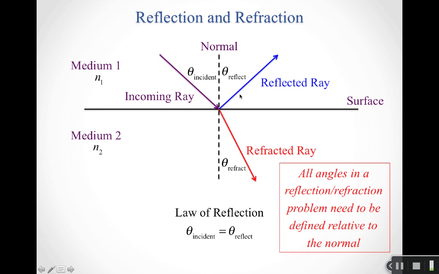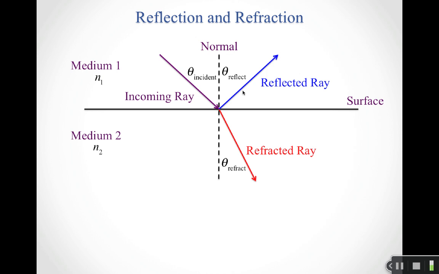So for starters, there's a couple rules that we have for how these angles relate to each other. The first one is the law of reflection. It simply tells us that the incident angle has got to be equal to the reflected angle. Basically, the way reflection works is that whatever angle your light comes in relative to the surface, the reflected ray is going to bounce back at exactly that same angle.